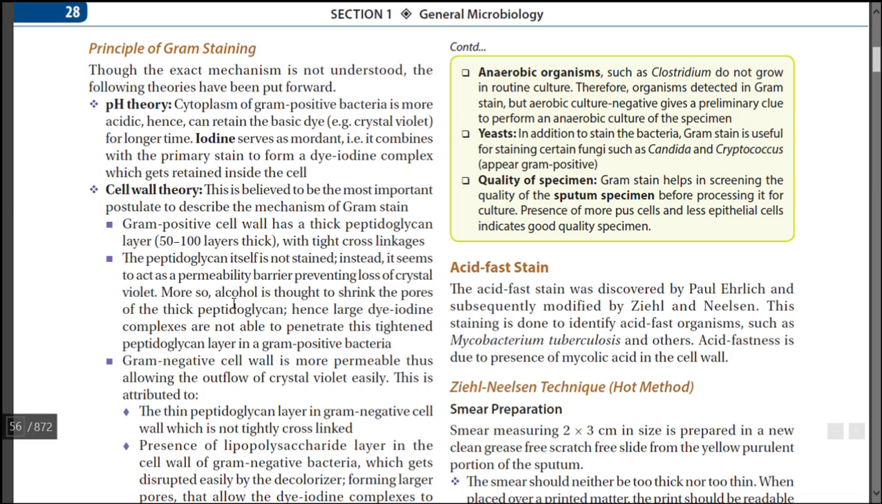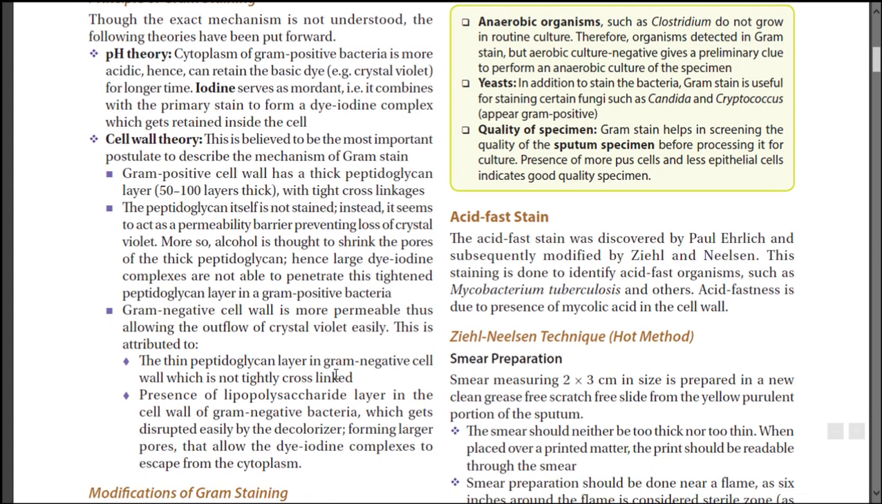Alcohol is thought to shrink the pores within the peptidoglycan, hence large diiodine complexes are not able to penetrate this tightened peptidoglycan layer in gram positive bacteria. So what do you need? Peptidoglycan is a permeability barrier. It will prevent the loss of crystal violet. That is the function. You have to remember that. Gram negative cell wall is more permeable. Thus, it will allow the outflow of crystal violet easily.